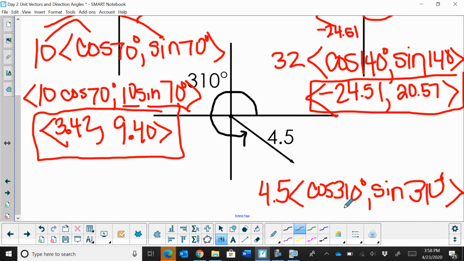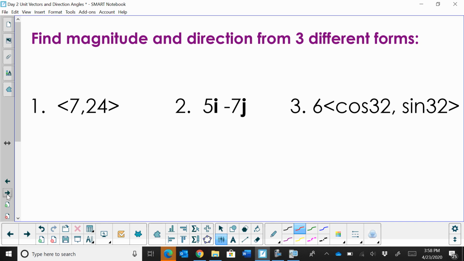And that should be what? A positive and then a negative vector because it's in quadrant 4. Okay, so we have 3 different forms of vectors, and I just wanted to review those. The first form is what we call component form. The second form is a linear combination, and then this third form is the direction and the magnitude form. Okay, so this is the new form we're working with today.